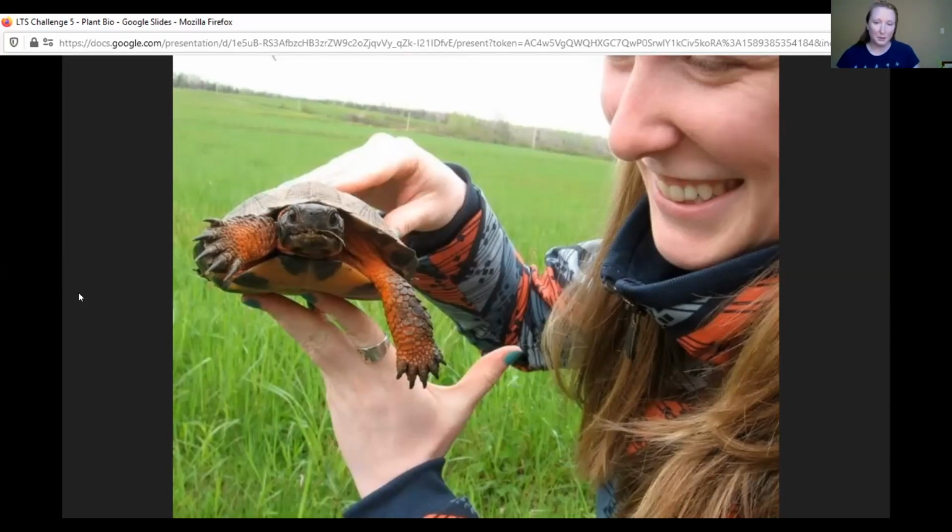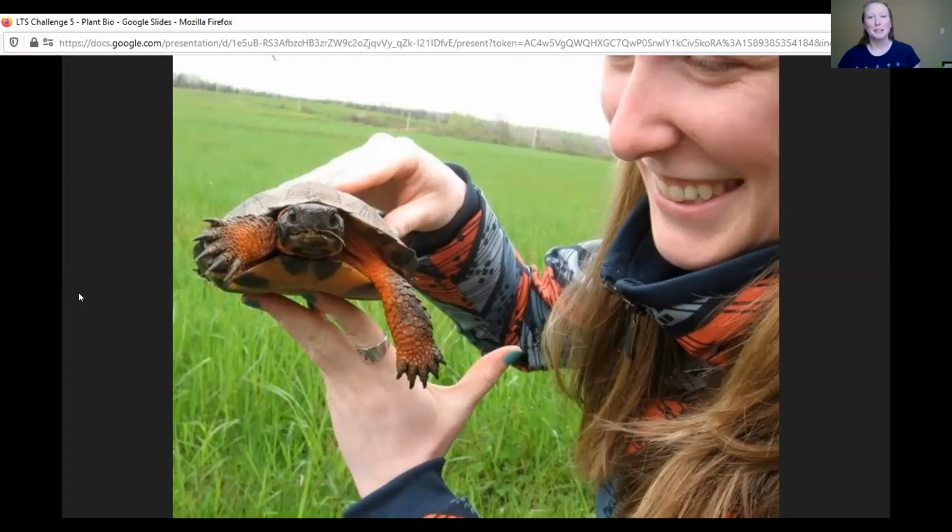So while I was working for these land trusts, both in Nova Scotia and in Ontario, I got to do really cool things like track endangered species. Now this guy here is a wood turtle, and wood turtles are endangered in Canada. One of the reasons they're endangered is because look how cute he is. He's so adorable. And people really like to collect these guys as pets.